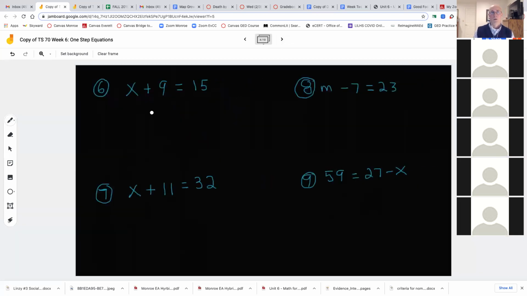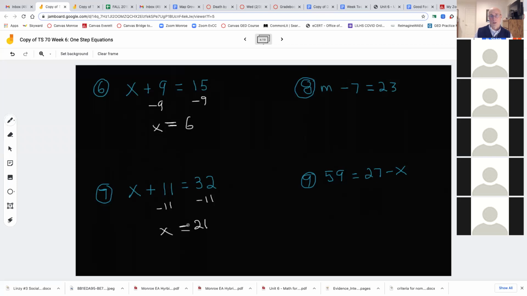Okay. So the first one, I see that I've got x plus 9, and I need to get rid of 9. So I'm going to subtract 9 from this side, subtract 9 from that side, and get x equals 6. Okay. Next one, let's do 6, 7 here. I've got x plus 11. That's the same thing. Subtracting 11 from both sides, I get x equals 21.